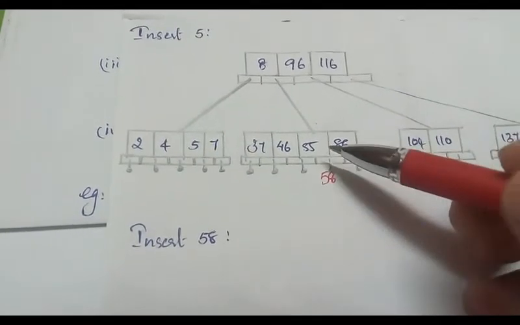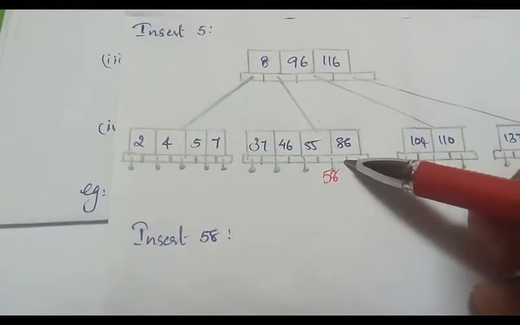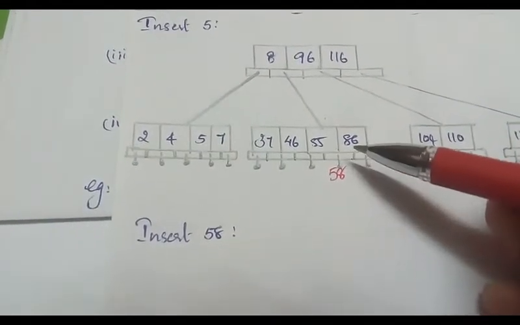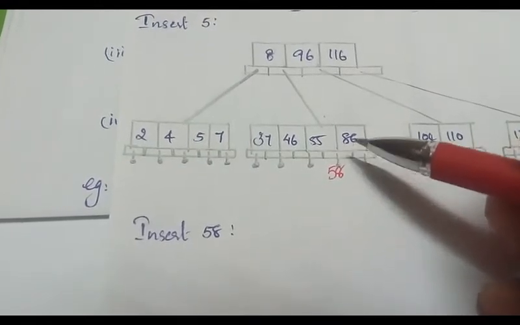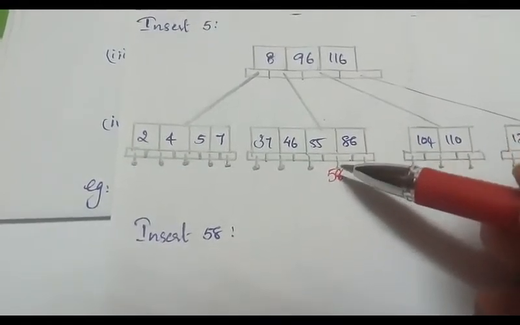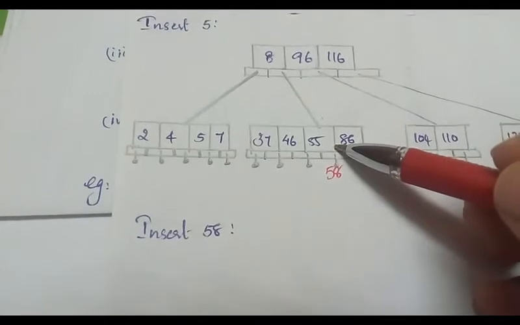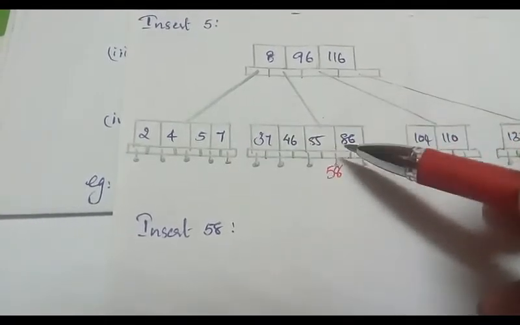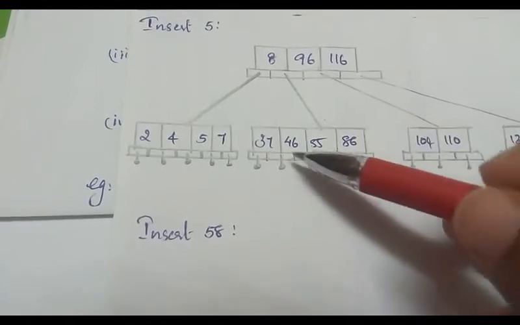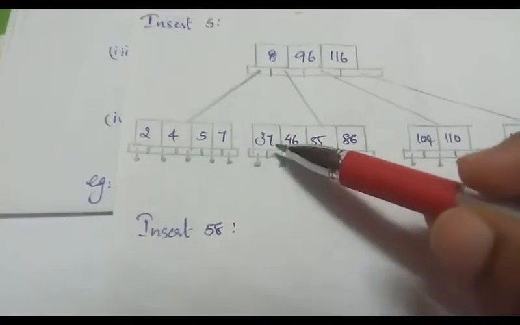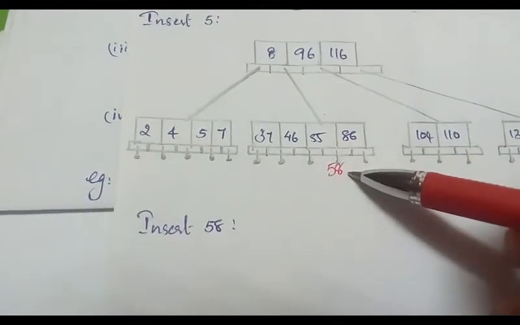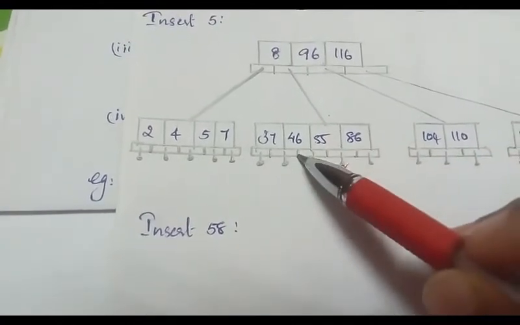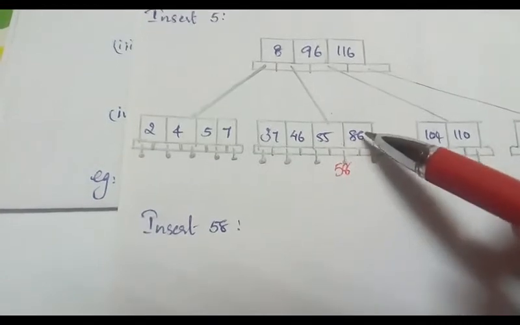But since the B-tree is of order 5, we know that the maximum number of key values in a B-tree of order 5 is 4. So 58 cannot be included with this. That means for now we have to balance this tree. So for that, write the key values in the ascending order. Now the key values in the ascending order are 37, 46, 55, 58 and 86.